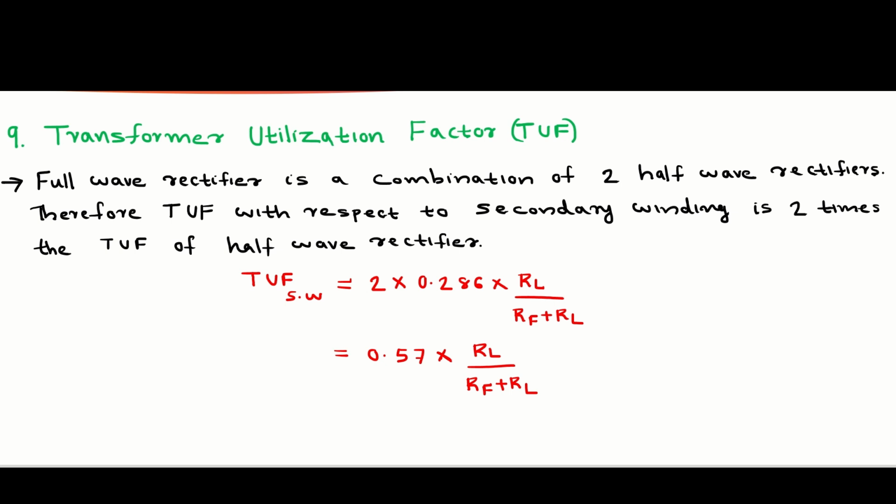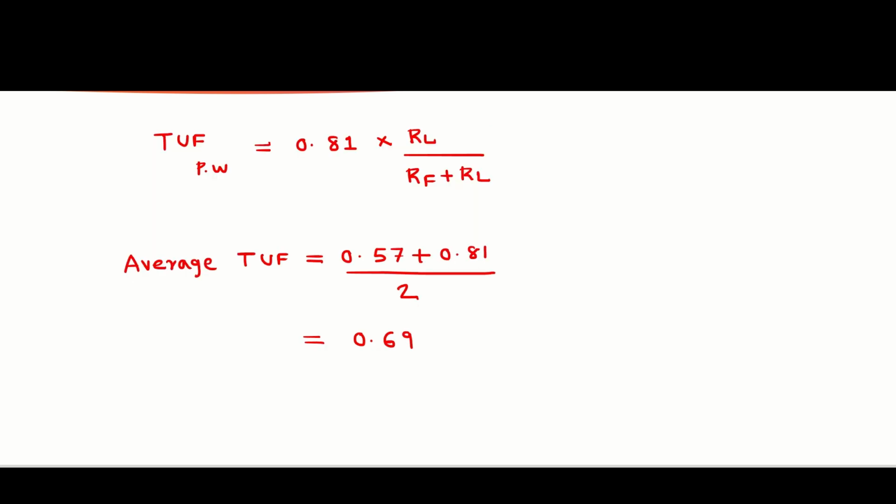So the transformer utilization factor at the secondary winding of a center tapped rectifier is 2 times that of a half wave rectifier. So this is 2 into 0.286 into RL divided by RF plus RL, which is equal to 0.57 into RL divided by RF plus RL. Then the transformer utilization factor of the primary winding is equal to 0.81 into RL divided by RF plus RL. Finally we average these two values, the TUF at the secondary winding and the TUF at the primary winding, which is 0.57 plus 0.81 divided by 2, equal to 0.69. This is the maximum average value of transformer utilization factor.